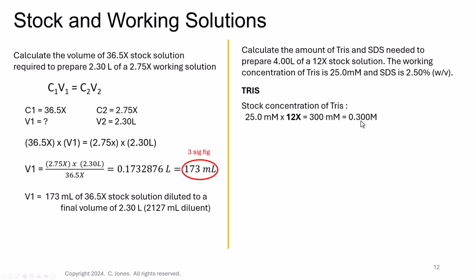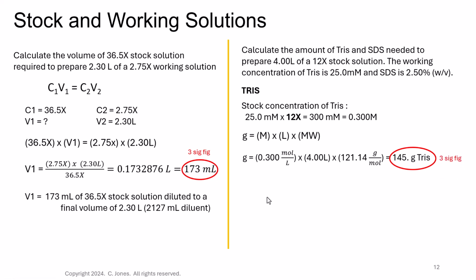But if we're going to calculate an amount, we're going to need to convert this into molarity. And so now we're going to use our grams equals molarity times volume times molecular weight. We're going to plug the numbers in, right? Our 0.300 molar solution, this is our 12 times more concentrated solution than the working solution, times 4 liters, times the molecular weight of Tris, 121.14, which we obtained by an internet search. We just searched what is the molecular weight of Tris, right? And so this gives us 145 grams of Tris. And again, 3 significant figures because we have 3 sig figs here and 3 sig figs here. So we do the Tris, 3 sig figs.